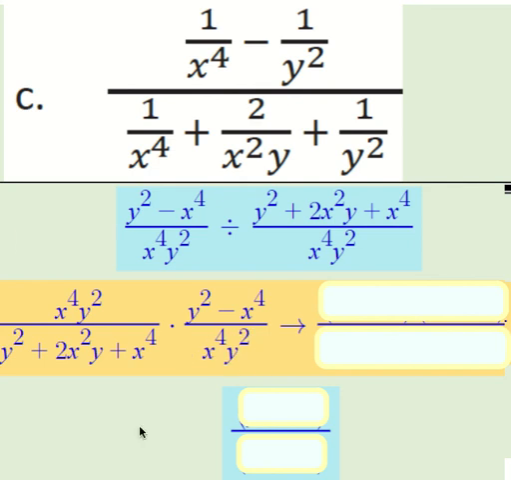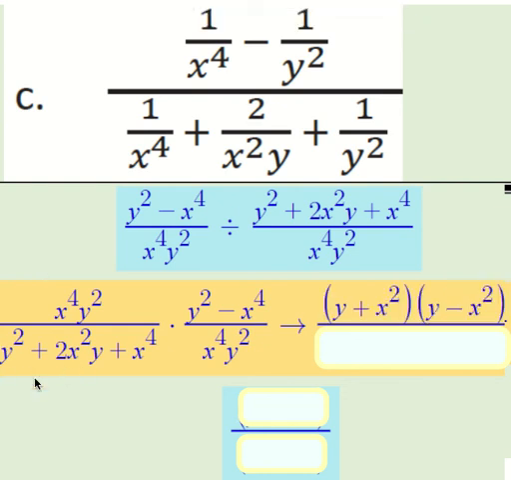Now, this still looks really big and ugly, so I want to remember, how can I make some things go away? So the first thing is x to the fourth y squared, x to the fourth y squared. These are absolutely identical, so those will cancel immediately. So now I've got y squared minus x to the fourth, and I've got this expression in my denominator. This is actually difference of perfect squares. This is y plus x squared times y minus x squared.